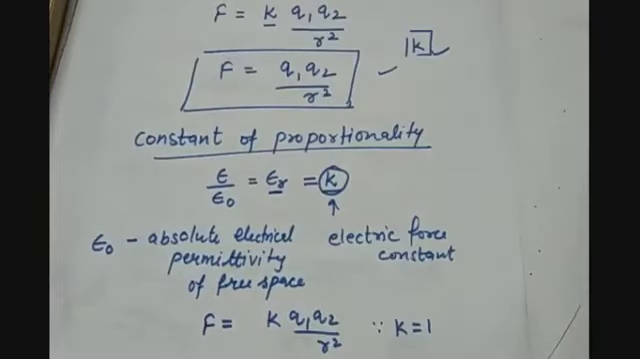So this was all about Coulomb's law, and we have explained it with the help of examples, taking Q1, Q2 as point charges, and the separation between them as R meters.